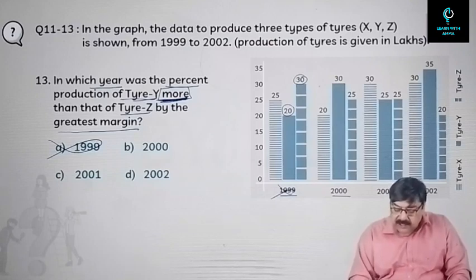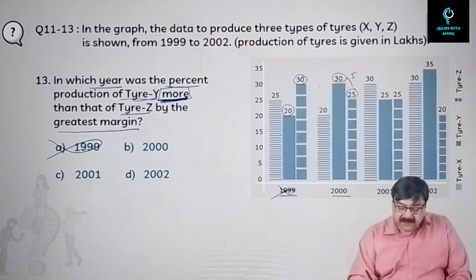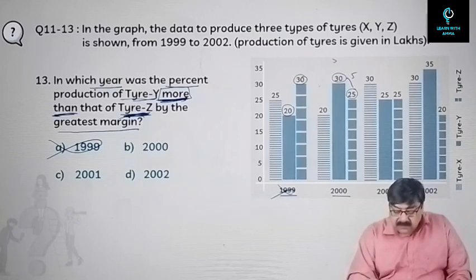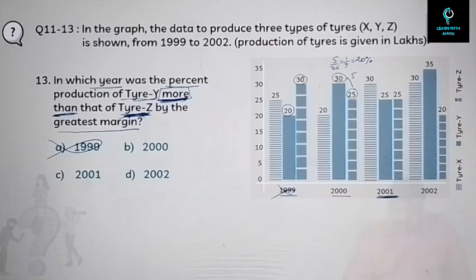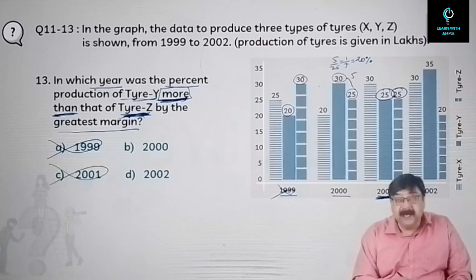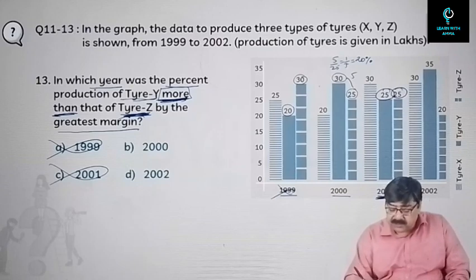Now let's move on to year 2000. Tire Y is 30, tire Z is 25. So the difference here is 5, and it is more than tire Z. So 5 by 25, that is 1 by 5. Here tire Y is 20% more. Now in the year 2001, there is no increase because 25 and 25, equal figures, are given for tire Y and Z respectively. So 2001 can be eliminated here because there is no increase. Both the tires have equal productions.